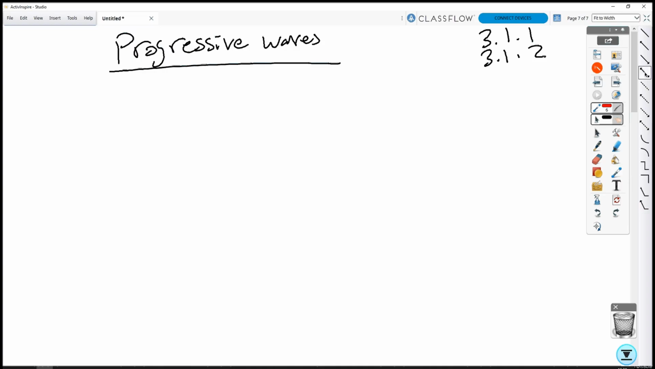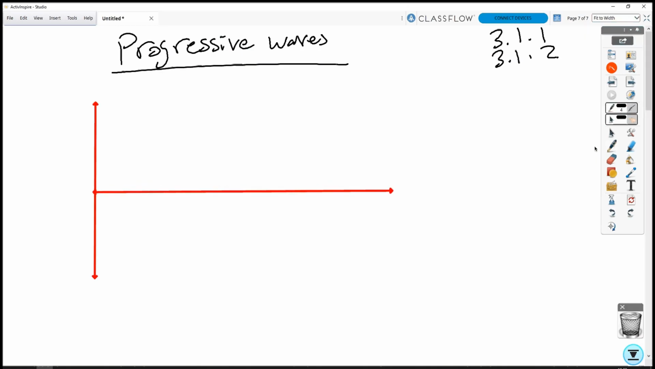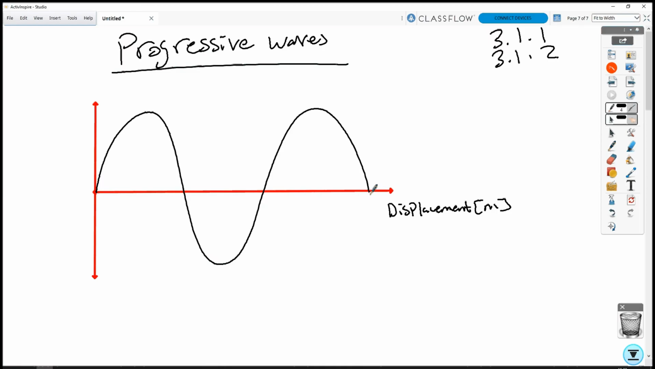So, starting with our transverse waves. If we draw them on an axis where displacement is on the x-axis, measured in meters, then this distance here is called the amplitude, which can be denoted by A. This distance here is the wavelength, which can be denoted by lambda.